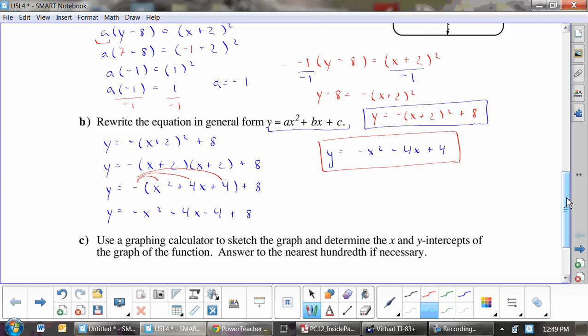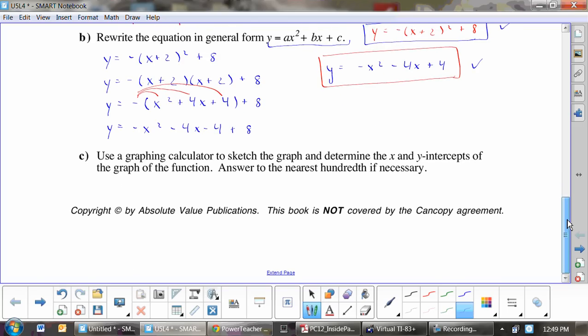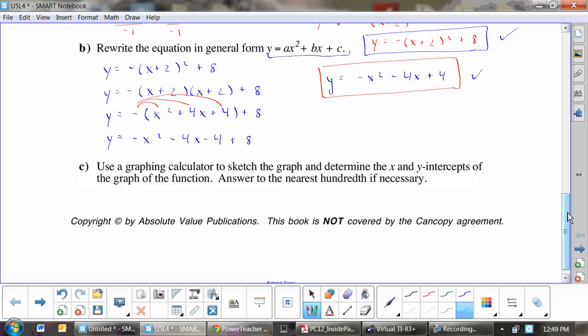Okay, so we now have two equations, this one and this one, that show us the exact same thing. So these are equal to each other. And so for part C, they ask us to use a graphing calculator to sketch the graph and determine the x and y intercepts. So you can make your y1 equal to either one of these, whichever one you prefer to work with, or y1 is equal to negative (x plus 2) squared plus 8.